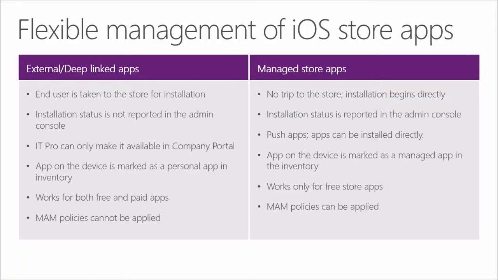So let's move through to the next slide in this set up and have a look at some of the flexible management options that we have for store applications. So in terms of the deep linked and external applications, the end user is always going to be taken to the store for those. And the reason for that is that really you could be pushing an application down to them where maybe it's an expensive application, maybe they have to accept a personal license agreement. So there has to be some way of invoking the store's approach to allowing that application to be delivered.